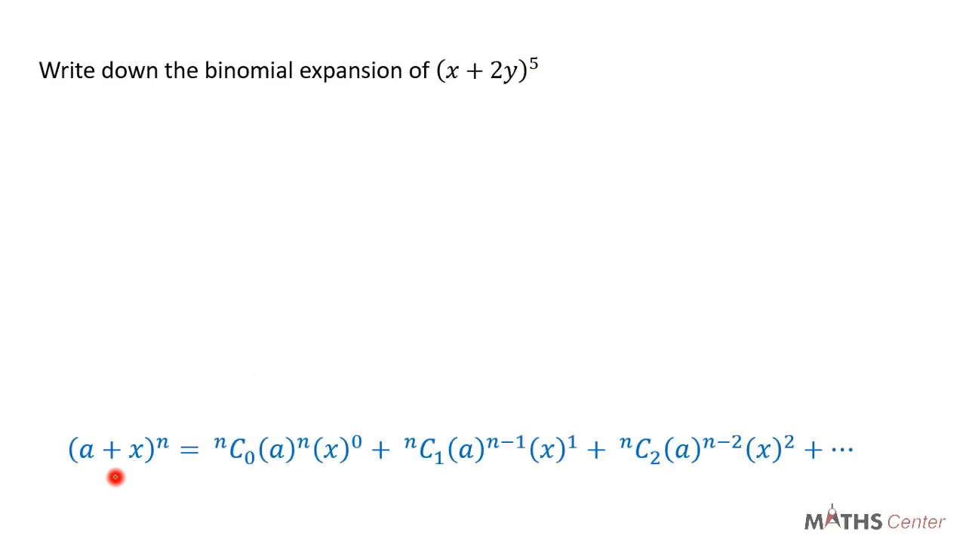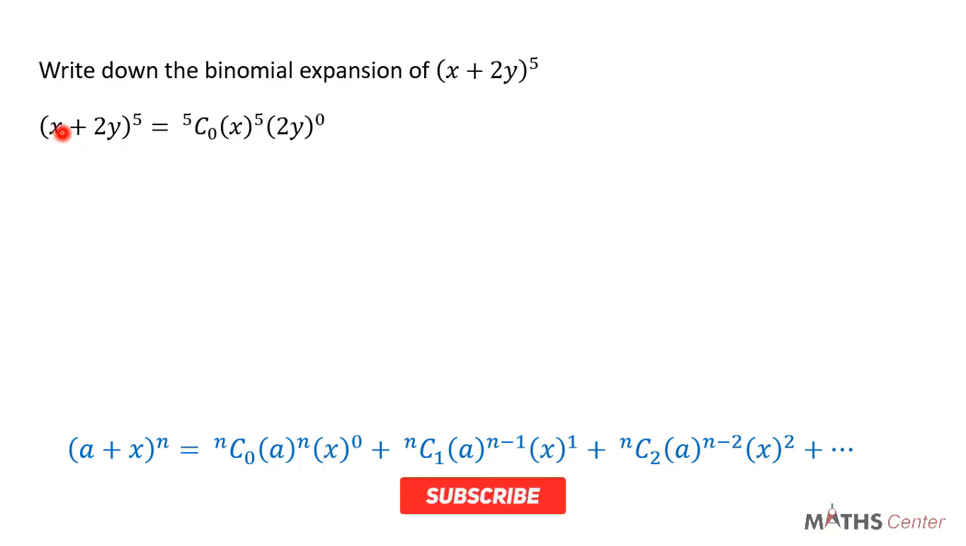We have learned that if you have the binomial expression (a + x)^n, it can be expanded as this. So we are going to use this binomial expansion to expand (x + 2y)^5. For the first term, you are going to have 5C0. x, the first term, will have an exponent of 5, and 2y, the second term, will have an exponent of 0. Then in the second term, 5C0 becomes 5C1. The exponent on x reduces from 5 to 4, and the exponent on 2y increases from 0 to 1.